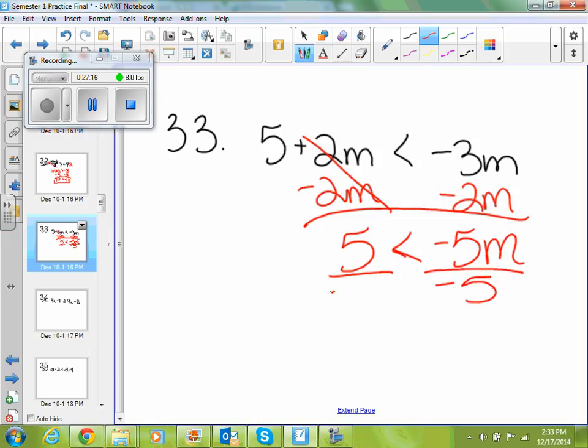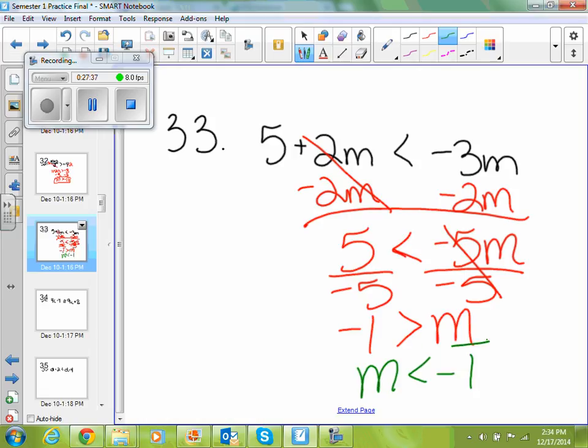Okay, so then m, you're right, we have to flip this, because when you divide by a negative, you flip your inequality. 5 divided by negative 5 is negative 1, so I get negative 1 is greater than m. Am I done? You have to flip it so your variable's on the left, so m is less than negative 1. Yep, if you divide or multiply by a negative, you flip your inequality.